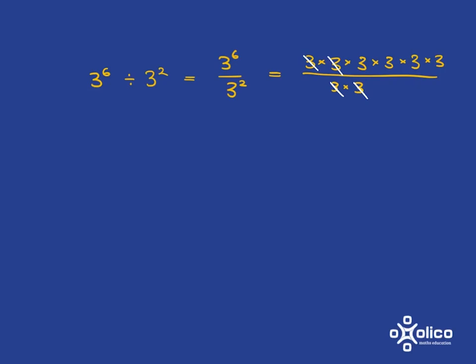And so instead of having 6 3's at the top, you've got 2 less now, so you've got 3 to the power of 4, and 3 to the power of 4 you can actually work out. 3 times 3 is 9, times 3 is 27, and times 3 again is 81.